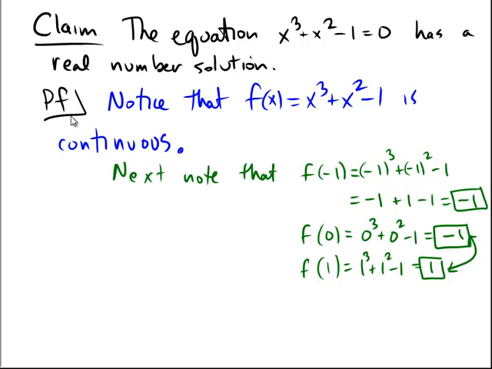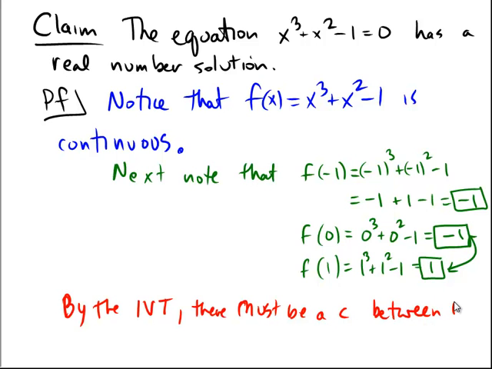So therefore we can say, by the Intermediate Value Theorem, the IVT, there must be a c between the two x values 0 and 1 such that when we evaluate the function f of c, we get c cubed plus c squared minus 1, and we can say that this can be made equal to any number in between negative 1 and 1. So in particular we can make sure that we set it equal to 0 because 0 is between negative 1 and 1.